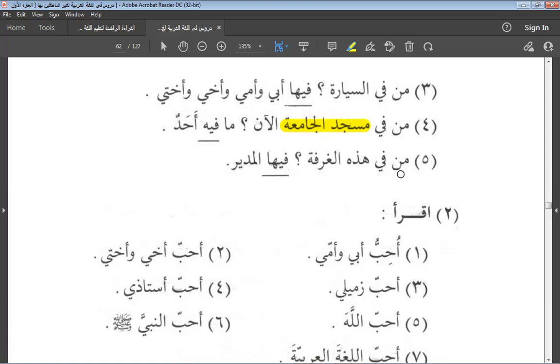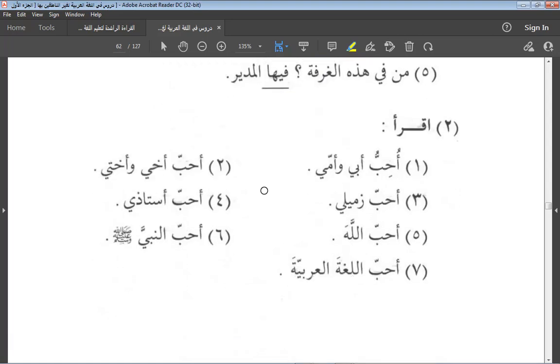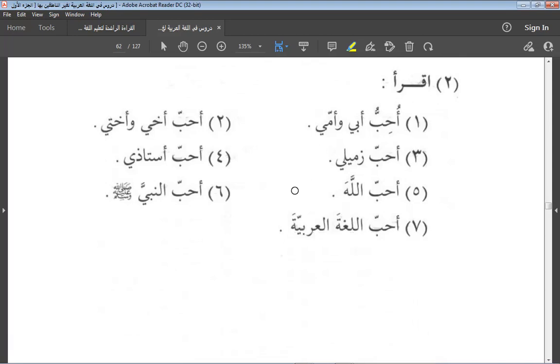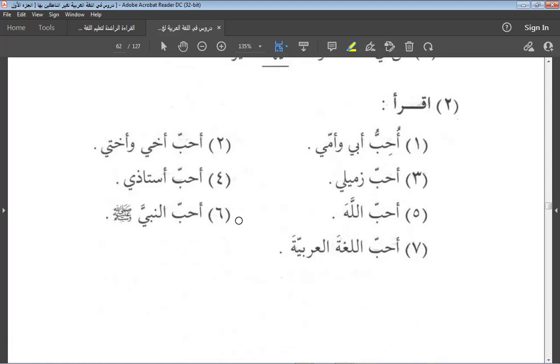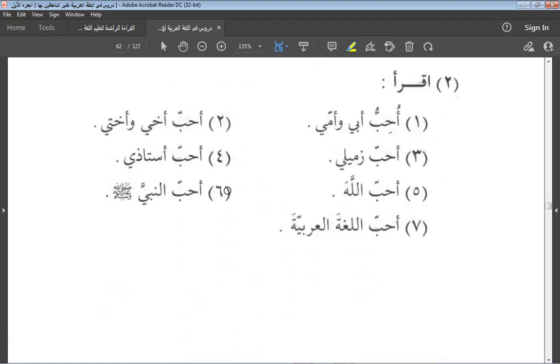Okay. Somebody will say laysa fihi ahadun. It's all fine. Man fi hadhihi al-ghurfa, who is in this room? Fiha al-mudiru, the headmaster or the manager is in it. Ikra, just read. Uhibbu an-nabiyya sallallahu alayhi wa sallam. Uhibbu abi wa ummi. Uhibbu akhi wa... I don't know. Did I mention anything about the object in the sentence taking fatha here?